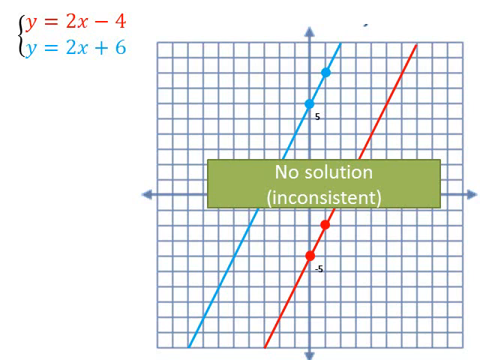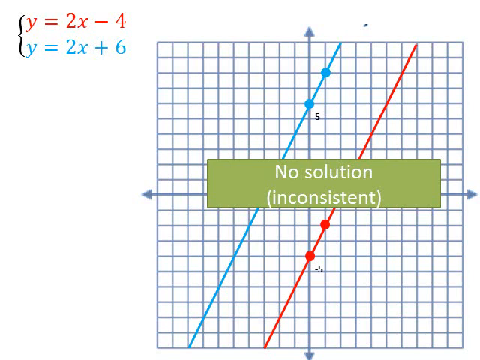Now those lines have the same rate of change. They do not cross each other on the graph, and since they have the same rate of change, they have to be parallel. Those lines will never get closer to each other and never get farther apart from each other. So they will never cross. If the lines never cross, then there is never going to be any point that is a solution to both equations. So there's no solution, and that is inconsistent.